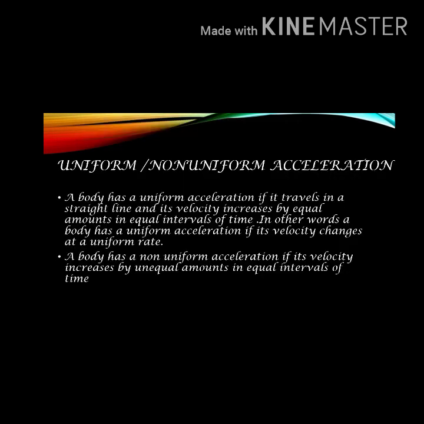Uniform or non-uniform acceleration. A body has a uniform acceleration if it travels in a straight line and its velocity increases by equal amounts in equal intervals of time. In other words, a body has a uniform acceleration if its velocity changes at a uniform rate. A body has a non-uniform acceleration if its velocity increases by unequal amounts in equal intervals of time.